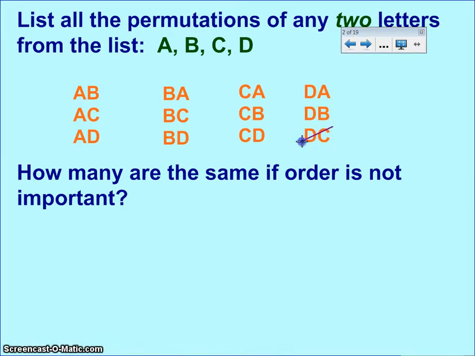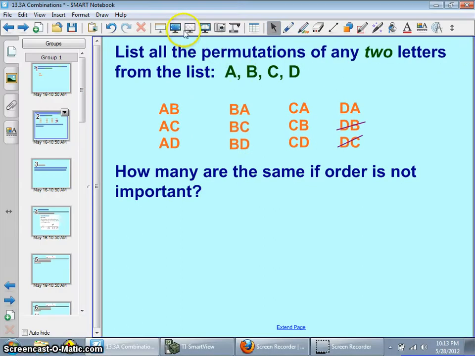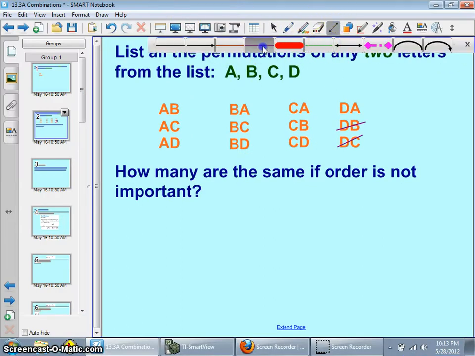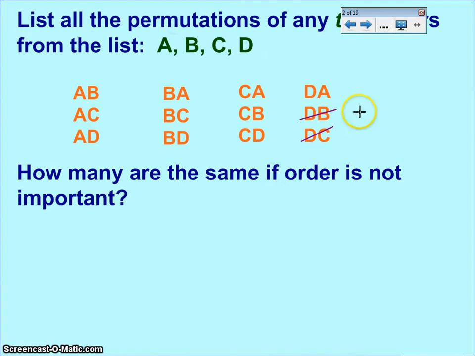Like I said, CD is the same as DC. I can start crossing off DB. I got BD over there. Actually, I shouldn't cross this one off. Hold on one second. I told you there's going to be mistakes. I'm only going to cross off the ones that I don't want. So DA is the same as AD.